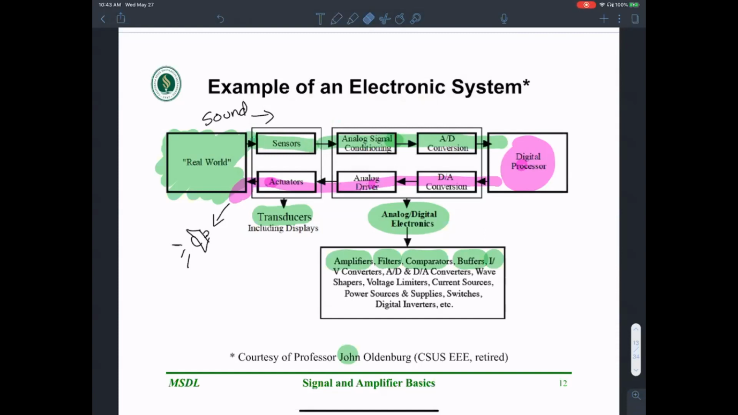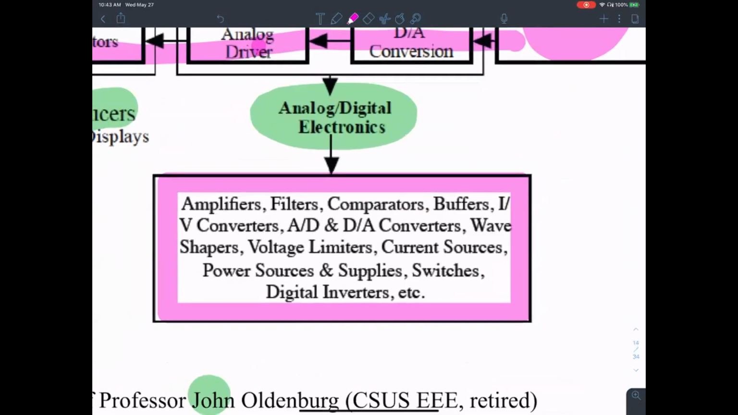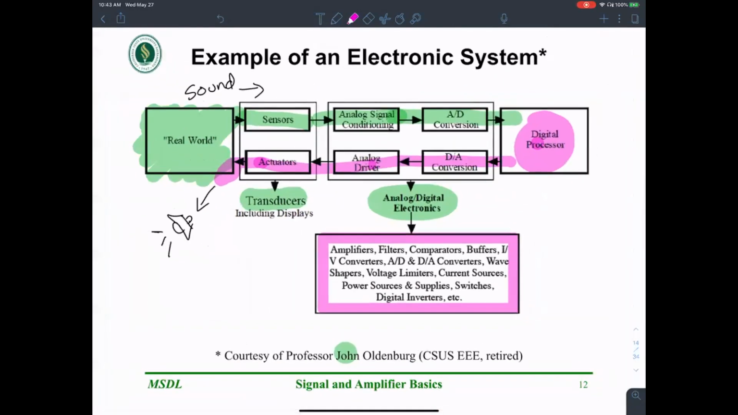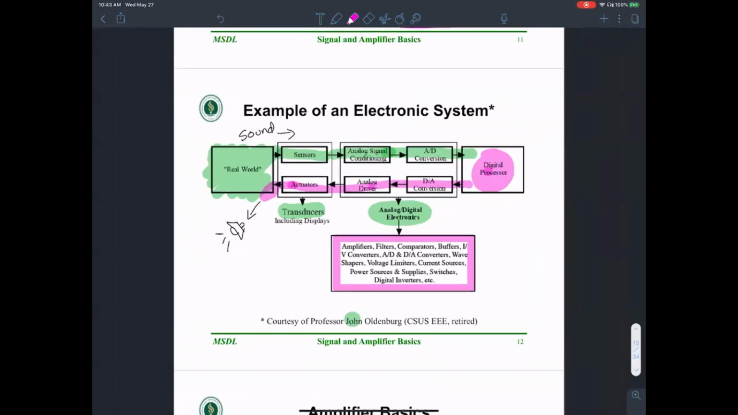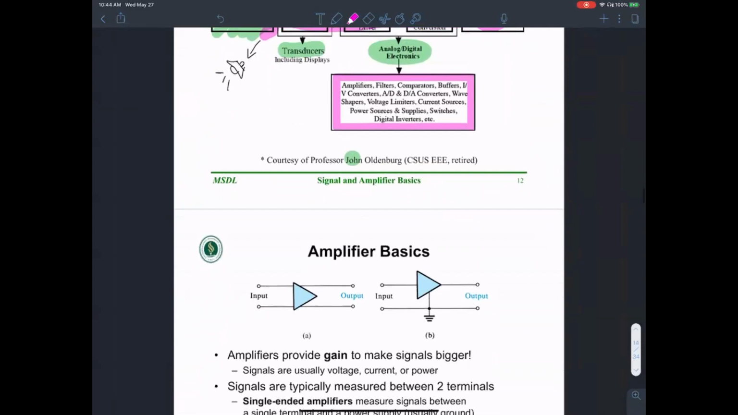Okay, in analog and digital electronics, there can be a whole range of signal modifications that we can do: amplification, filtering, comparison, using it as buffers, current voltage converters, analog digital converters, wave shaping, and so on and so forth. And the list is really, really long. So that's the typical flow of a signal from the real world all the way into the digital signal processor and into the real world back again. So that is how far we went in the last class.